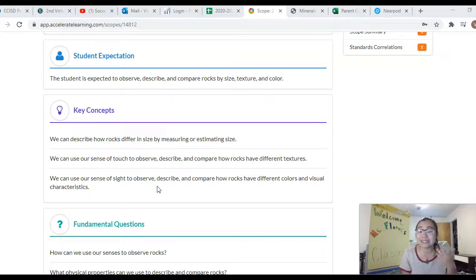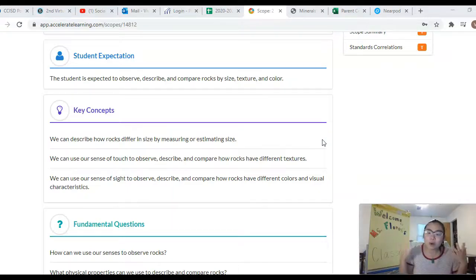We're going to be looking at the size of rocks. We're going to be looking at the texture of rocks, and we're going to be looking at the colors of rocks. So what else are we going to be doing? These are our key concepts. We can describe how rocks differ in size by measuring or estimating sizes. So we're going to be using some rulers in this unit.